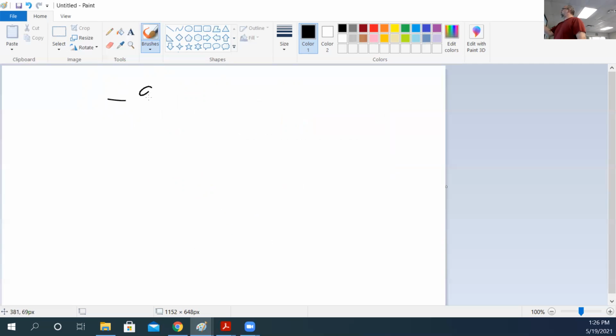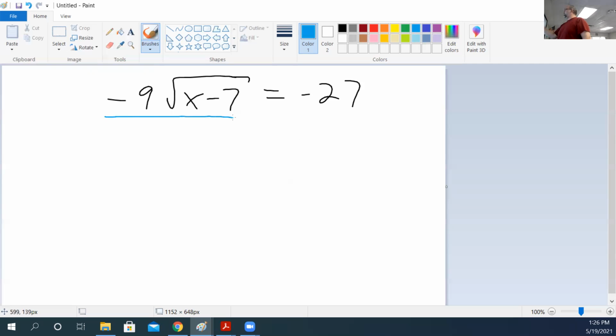How about minus 9 times square root of x minus 7 equals minus 27. A little more pieces involved. Before you can square, we need that square root to be by itself on one side. So we're going to divide both sides by -9. So it cancels over there. So square root of x minus 7 equals 27 divided by 9, which gives us positive 3 because they're both negative. Now we've got the square root all by itself.